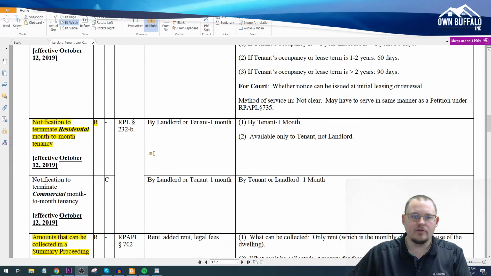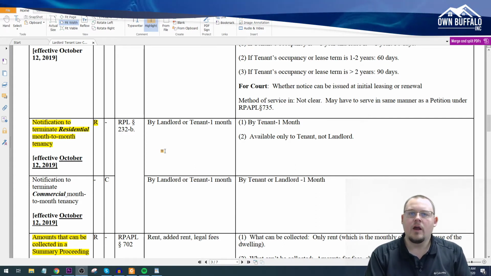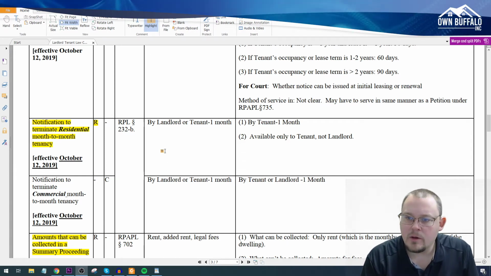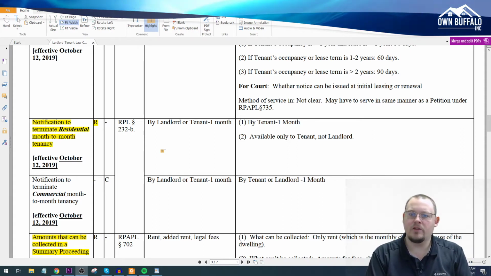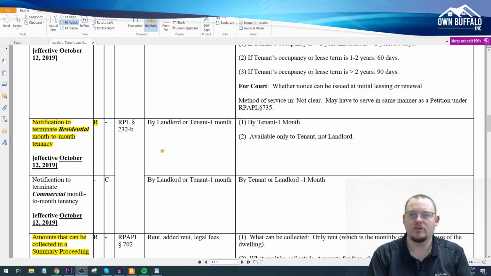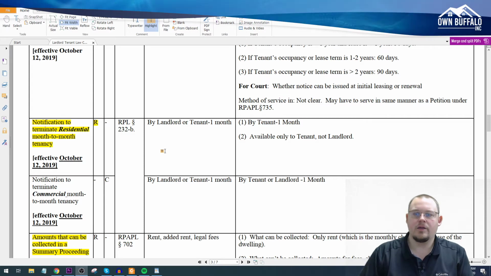So let's see. Here we have terminating a residential month-to-month tenancy. If the landlord is terminating it, it was a 1 month, 30-day, and now it's available only to the tenant on a month-to-month tenancy. Let me just double check. I want to make sure I'm reading that right. So if you're terminating a residential month-to-month tenancy, the landlord or the tenant used to be able to terminate with a 30-day notice, and now it's available only to the tenant to terminate on a 30-day notice.